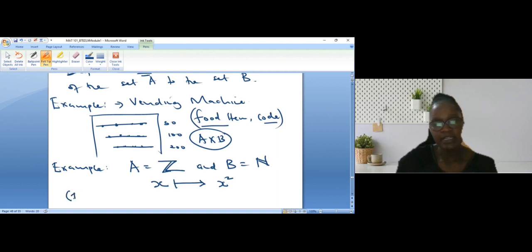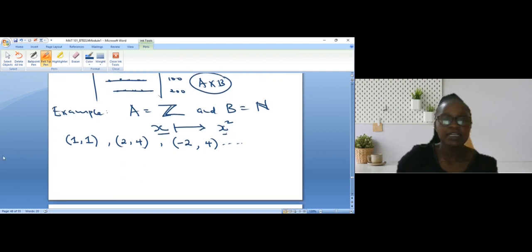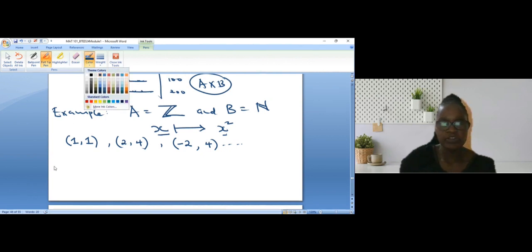So that if I pick the integer number 1, it will be associated to the natural number 1. If I pick integer 2, it will be associated to natural number 4. Anytime you square an integer, you get a positive whole number, and so on. So you have a rule that assigns an integer to a natural number. In that case, the resulting rule is called a relation.